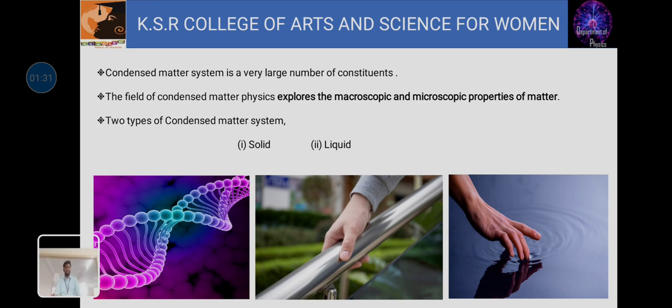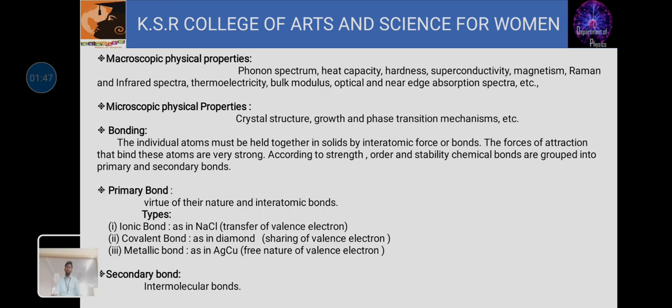In many devices, if we don't understand the concept, we may fail and face the consequences in fabricating ICs. When it doesn't work, it will burn. Here is the main point: CMP is the bridge between quantum physics and macroscopic materials. Macroscopic physical properties include phonon spectrum, heat capacity, hardness, superconductivity, etc. Microscopic physical properties include crystal structure, growth and phase transition mechanism, etc.